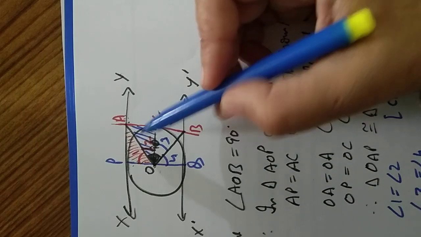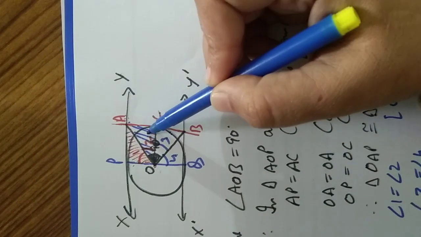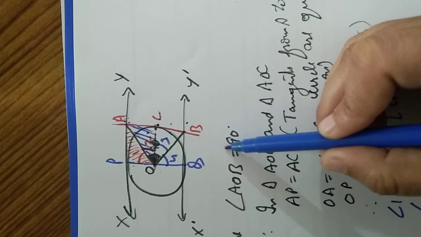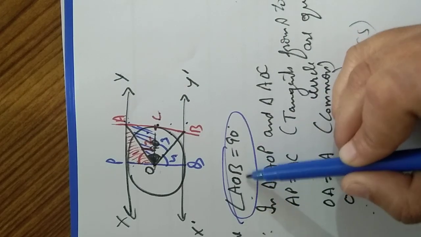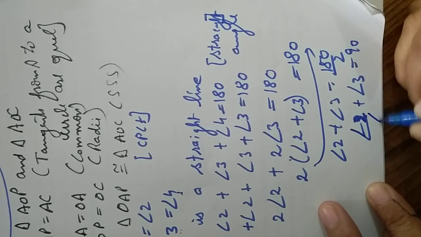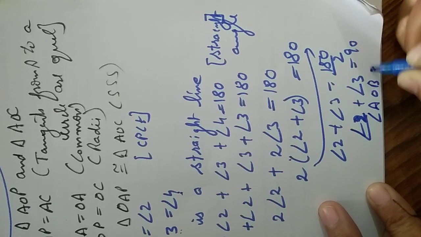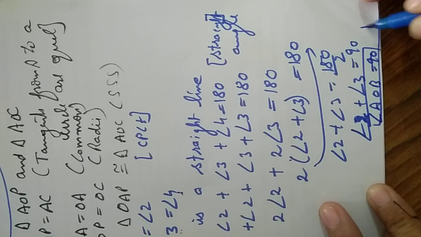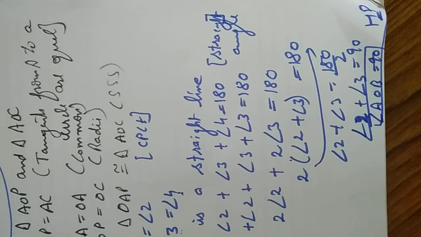So what is angle 2 and 3 here? This is my angle 2 and angle 3. So its name is angle AOB, and that is our result, which we were going to show, that angle AOB is 90 degrees. So at the last you will write here angle AOB is equal to 90. So hence proved. This is our result.